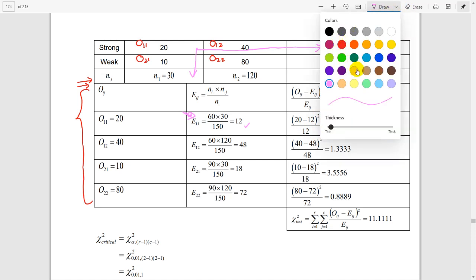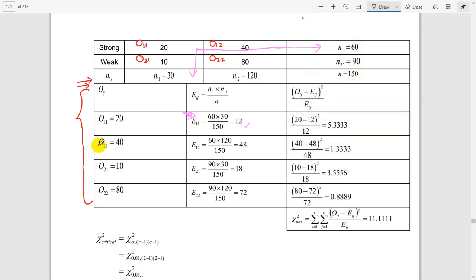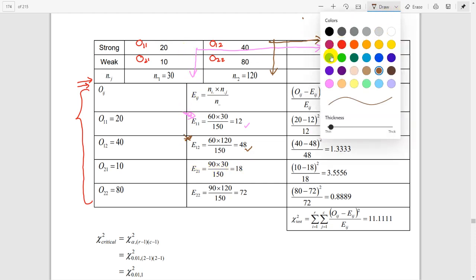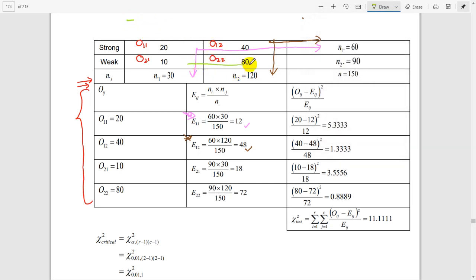Now the second one, O12, observed 40. Again take the row total multiplied by the column total: 60 multiplied by 120 over 150, which gives 48. Then (40 minus 48) squared over 48. The concept repeats. Same for the third, using green: take the row total 90 multiplied by 30 over 150, which gives 18. Then (10 minus 18) squared over 18, giving 3.5556. Then continue with the last one.